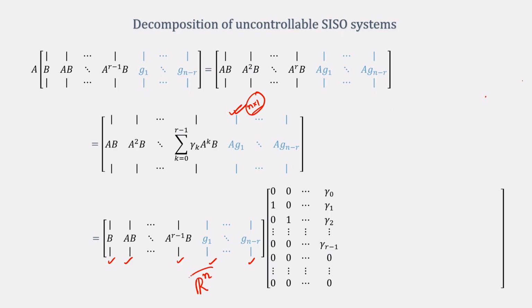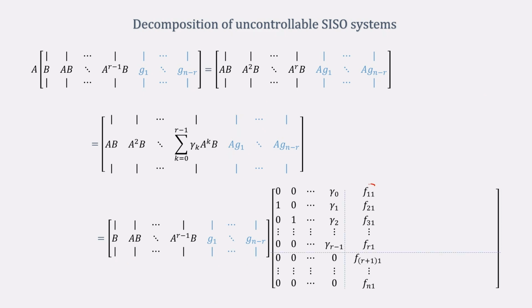So, that means any vector in Rn can be written down as a linear combination of all the column vectors here, and since A of G1 is a vector in Rn, therefore A of G1 must also be written down as some linear combination of the columns of this matrix Q. And what is that linear combination? I am choosing, suppose, f. So, what I am saying is that A of G1 is equal to, suppose, f11 B plus f21 AB plus dot dot dot f of n1 A G n minus r, and that is what is being written down here.